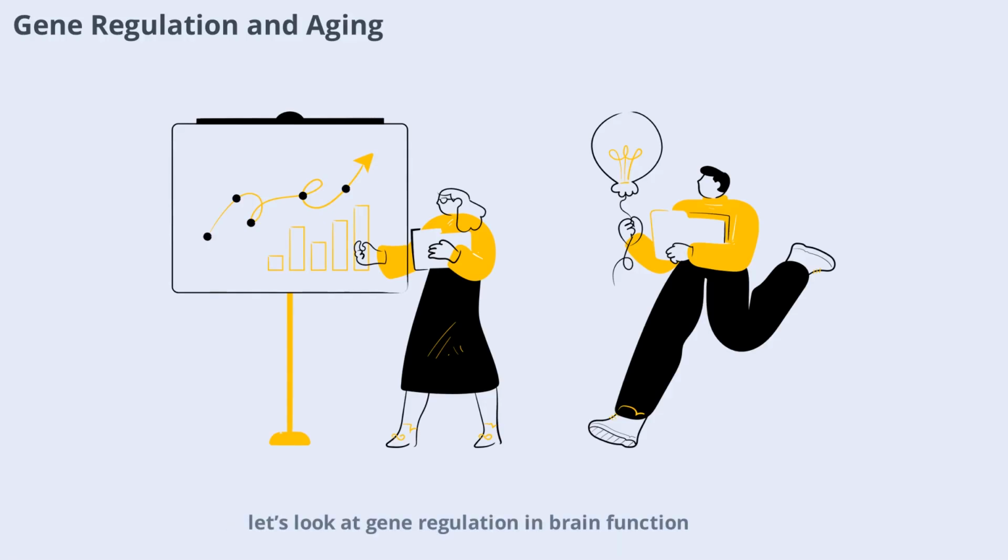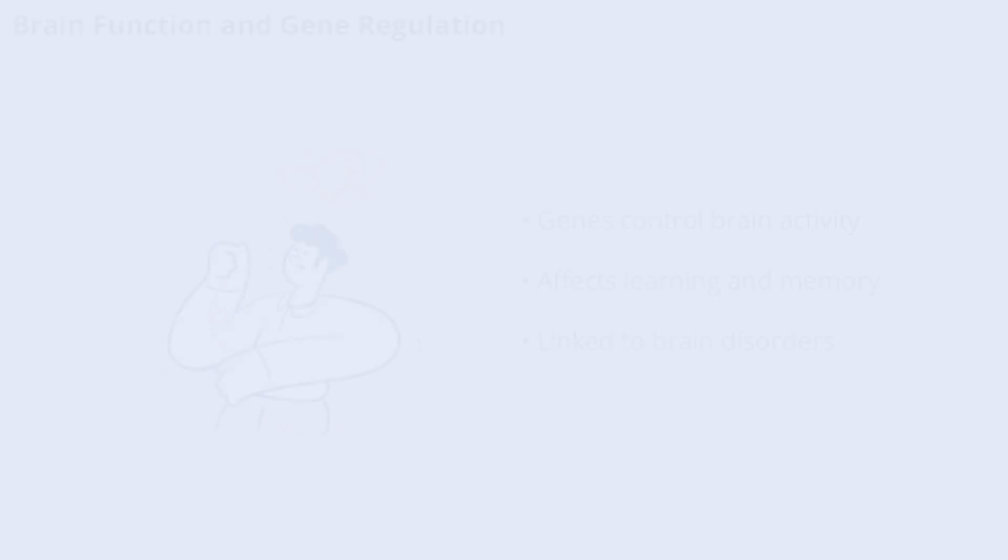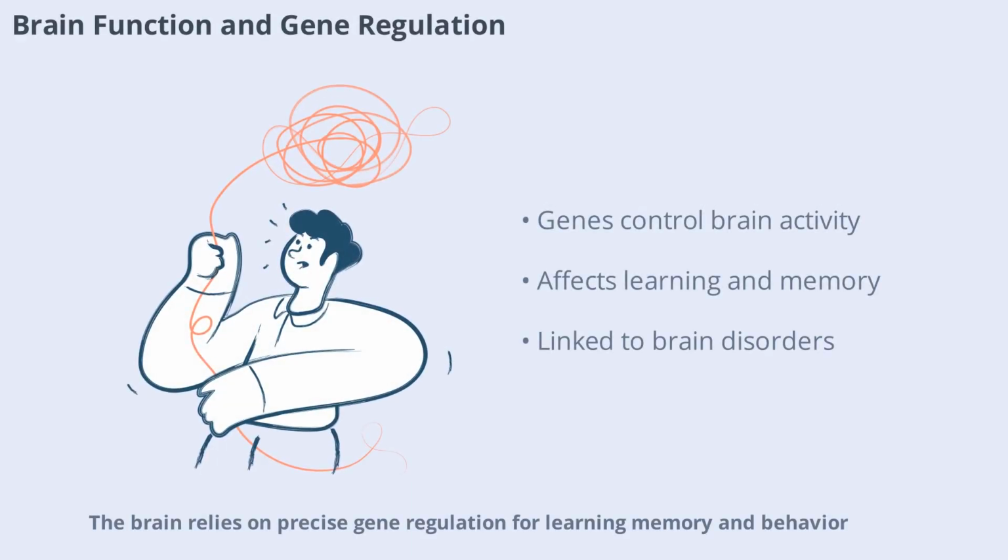Next, let's look at gene regulation in brain function. The brain relies on precise gene regulation for learning, memory, and behavior. Neurons turn on or off specific genes in response to activity, experience, or injury. Disruptions in gene regulation can lead to neurological disorders. Understanding these processes is key for developing treatments for brain diseases.